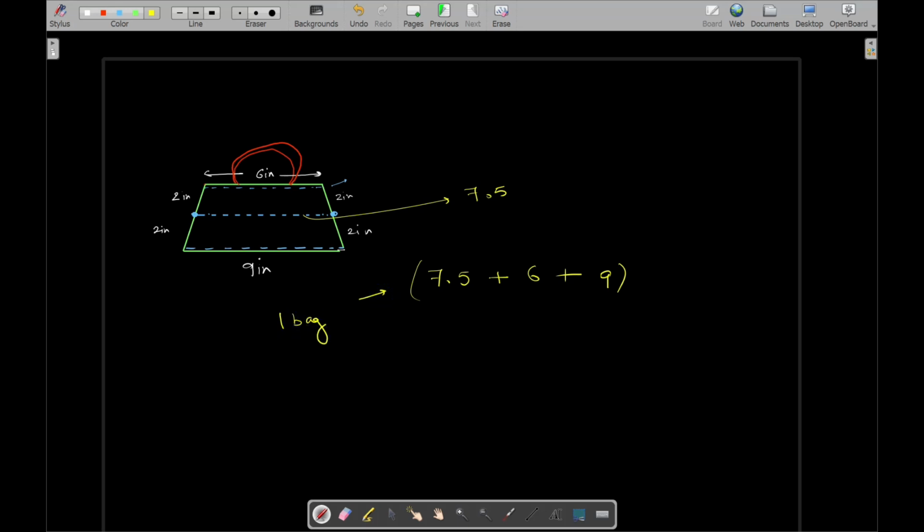So that's for one bag. Now you can do this, right? Then you multiply it by 3, whatever the answer will be. We'll not discuss the final answer. The property that we used was that the length of the mid segment is going to be the average of the top and bottom.